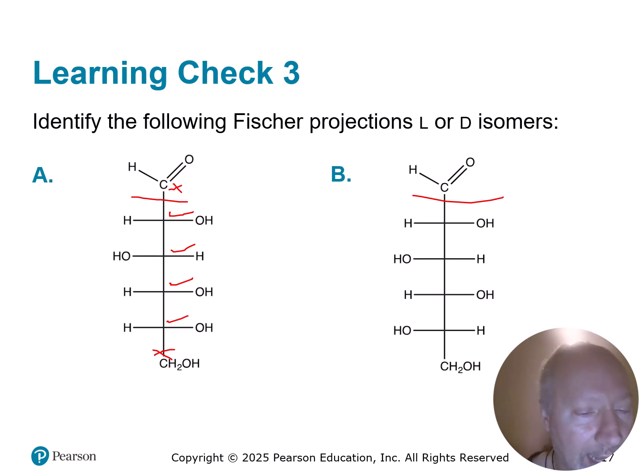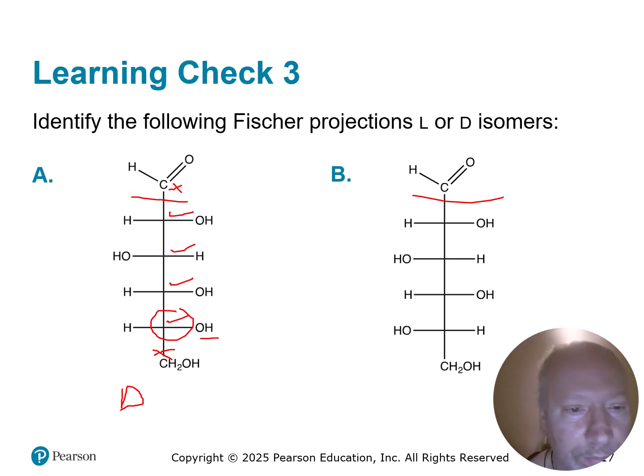So we have to say, well, that's chiral, that's chiral, that's chiral. This is the most far away. That's how we name it. And since the hydroxyl is on the right, we know that has to be D, which is what the human body could use.